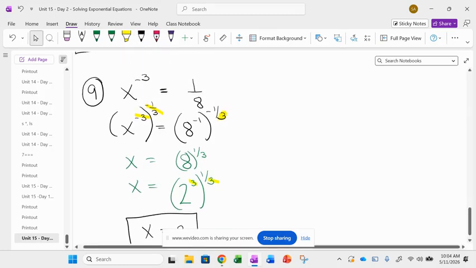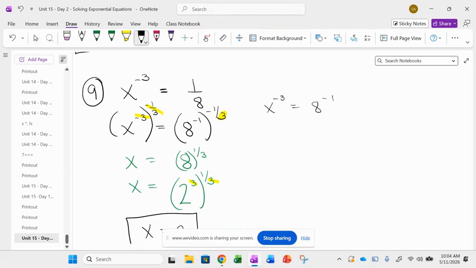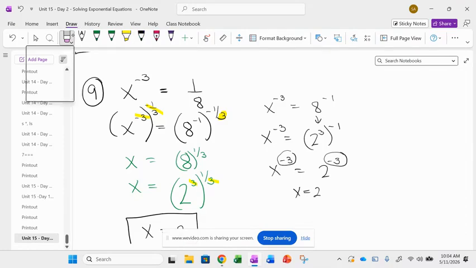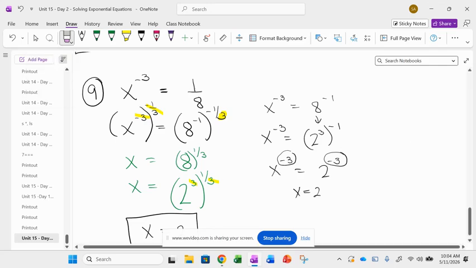Does anybody know, though, another way we could have done it from this point? X to the negative third equals 8 to the negative first. We could have a lot quicker changed 8 into 2 to the third power raised to the negative first. So then that would be 2 to the negative third power. And then if our exponents are the same, don't our bases have to be equal in the equation? So that is the quicker way to do it, but not consistent with how we've been doing it in the past. All right, next one.